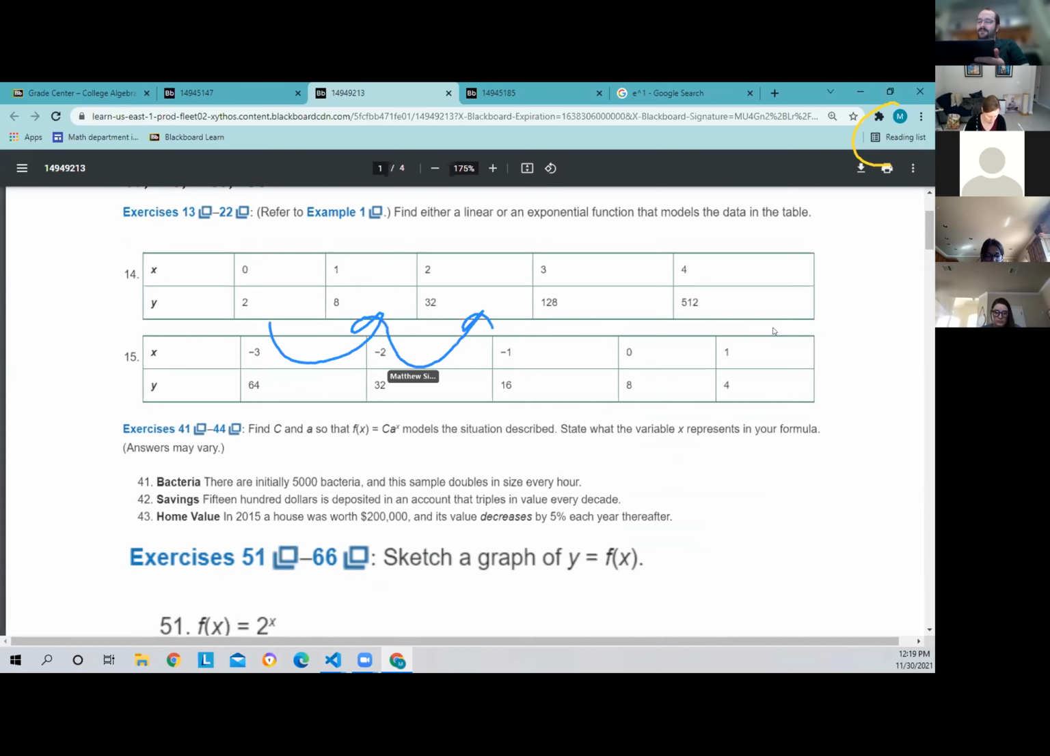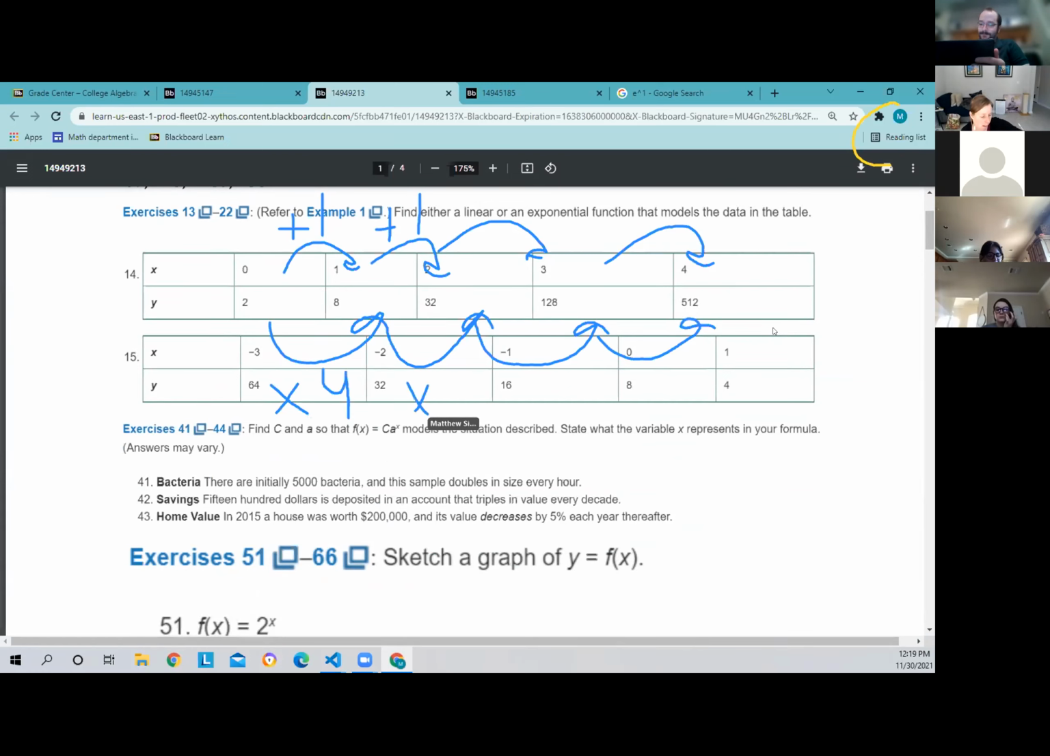So how would you describe this change here? I'll give you this one right here. This one's +1. The y's are multiplied by 4, right? Each time we're multiplying by 4. And I'm looking for something that looks like an f of x equals c a to the x. So you need to know that it multiplies by 4.